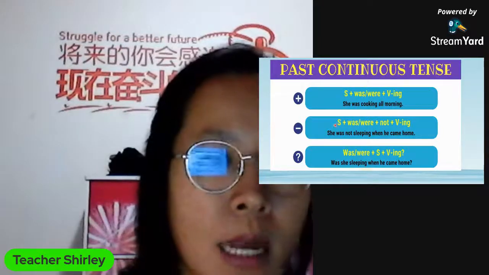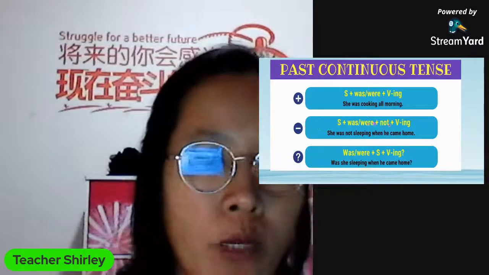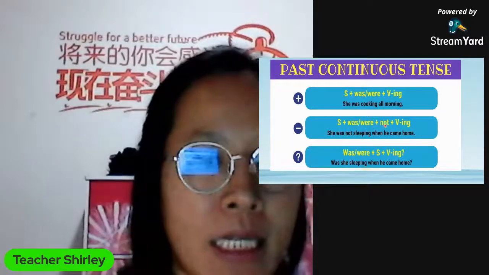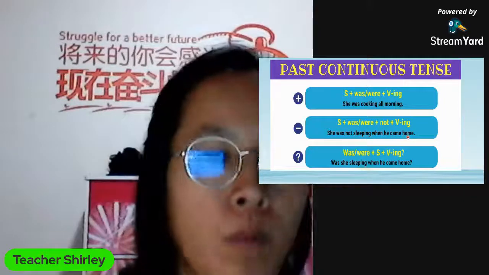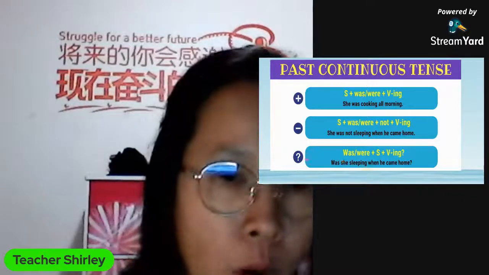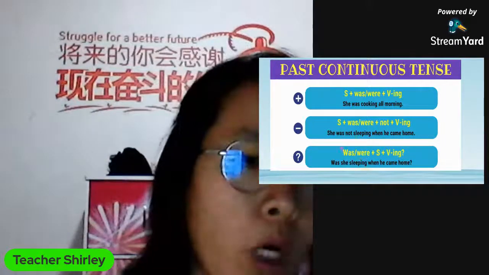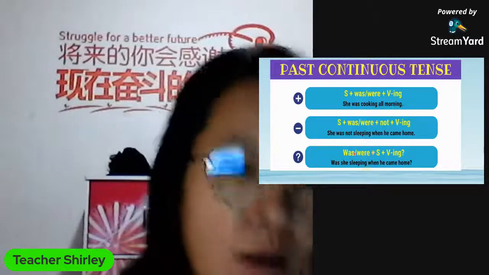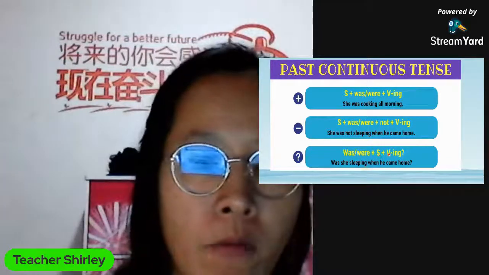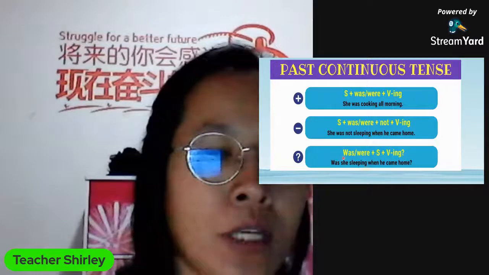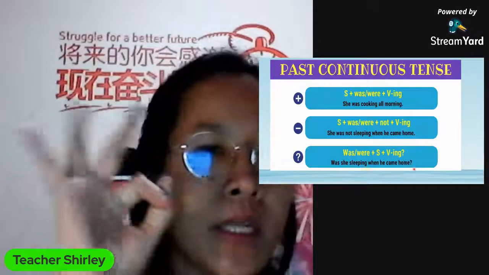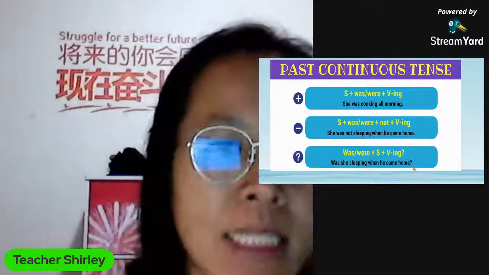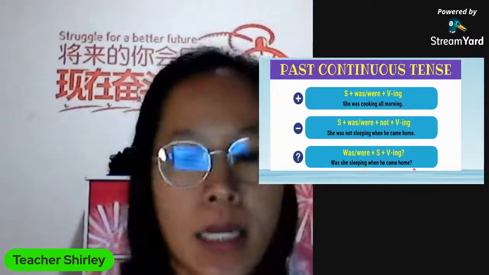Okay, next one. For negative form, we will need to put not in the center. She was not sleeping when he came home. Okay, for the question form, we need to put was or were, the be verb, in the front, followed by subject, followed by verb ing. Was she sleeping when he came home? Okay, so these are the 3 types of past continuous tense you need to learn in secondary school.